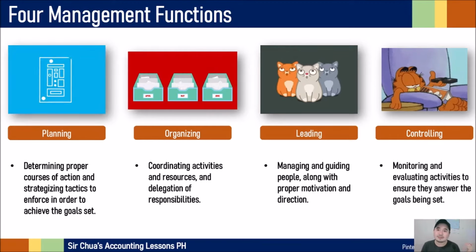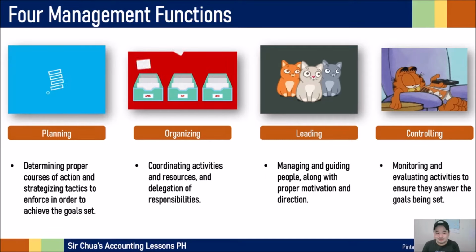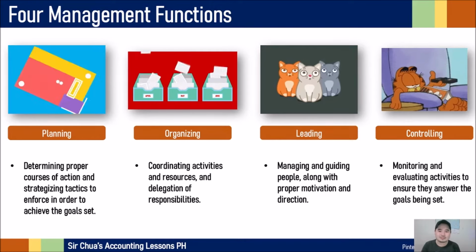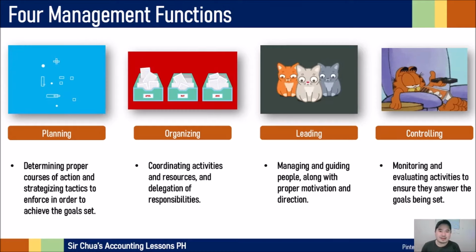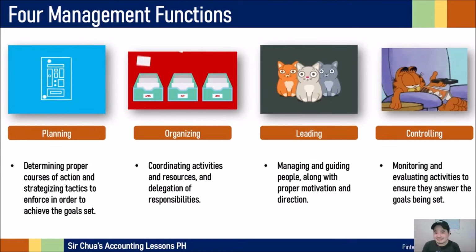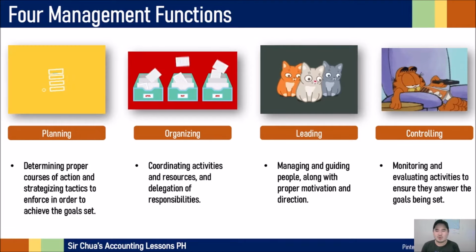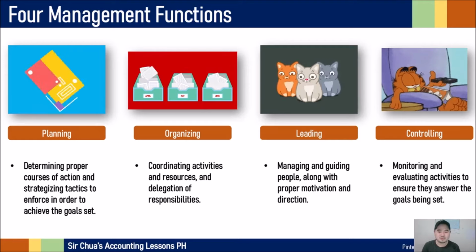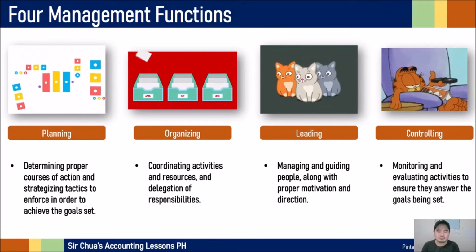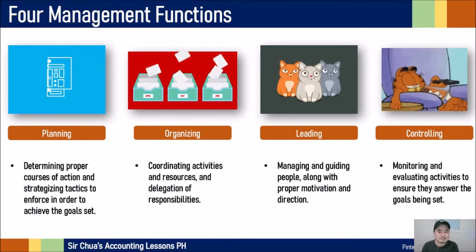Controlling happens in the end in a sense that you already have results. Now, the thing here in controlling is that dito po papasok yung tinatawag natin na performance evaluation, because you already have the targets and then you compare it with your actual results. So what happened? Was it favorable for the entity? Was it unfavorable? So basically in controlling, lalabas po doon if you have already achieved it really or not.